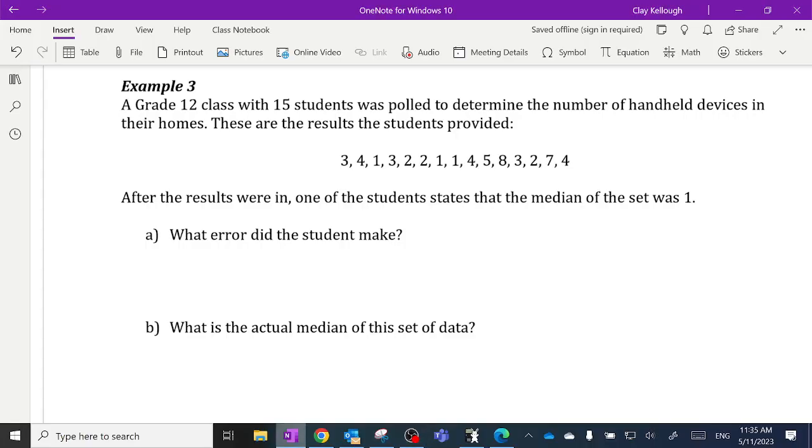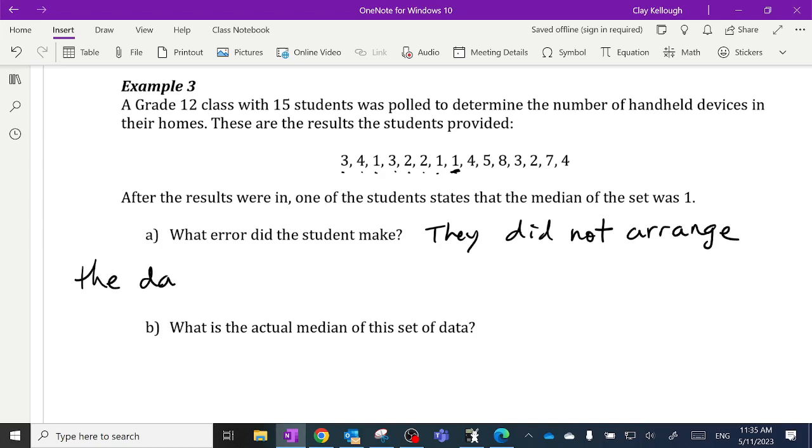What error did the student make? What do you think? This student did not put them in order. I get it. They went, okay, where's the middle? There's 1 there. Let's see, how many students is 15? So half of 15 would be 7.5, so the 8th number in the data set. 1, 2, 3, 4, 5, 6, 7, 8. There, it's 1, and that's how they got their 1. So let's put that into words. The student did not arrange the data in order.